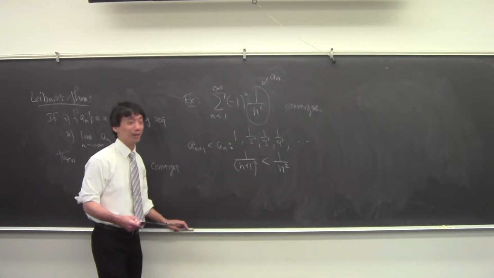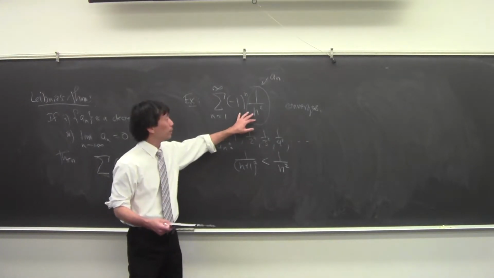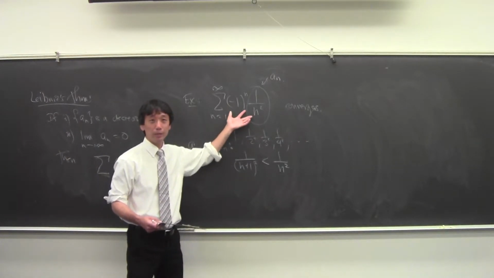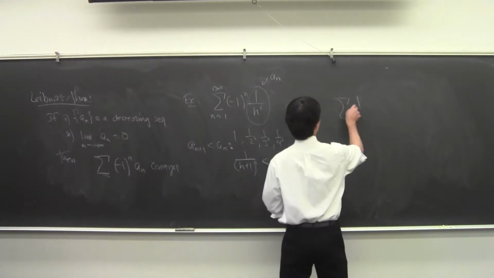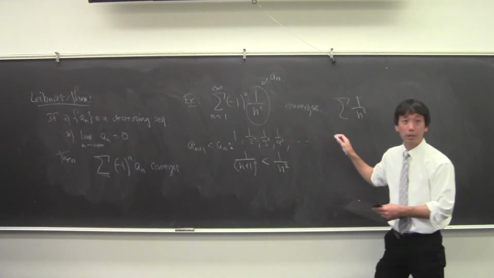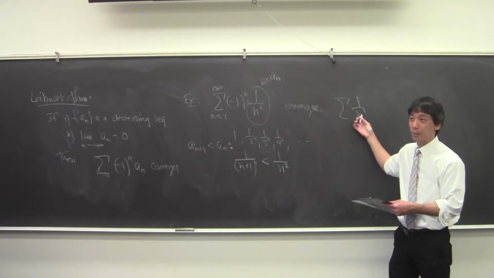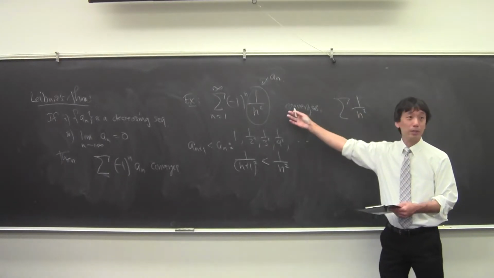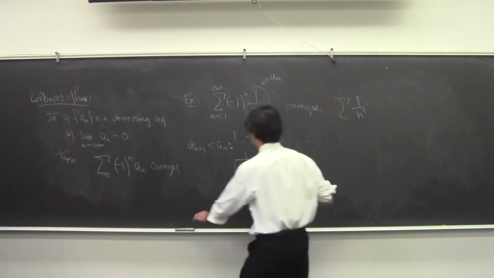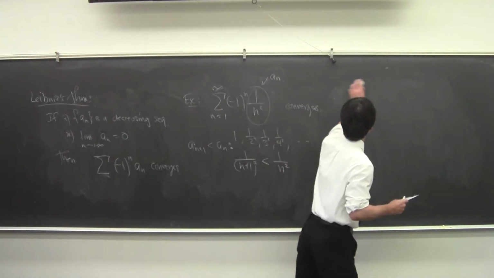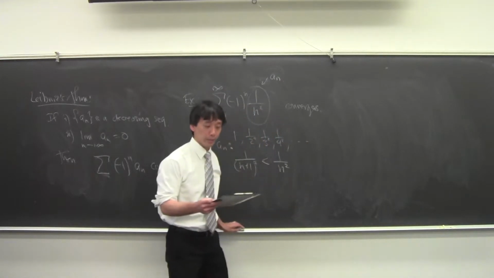Yes, thank you. So we don't need to use the alternating series test on this one because if you take the absolute values, you get 1 over n squared. Since the sum of the absolute values converges, we know that this series converges. So we don't need to use the alternating series test on it.